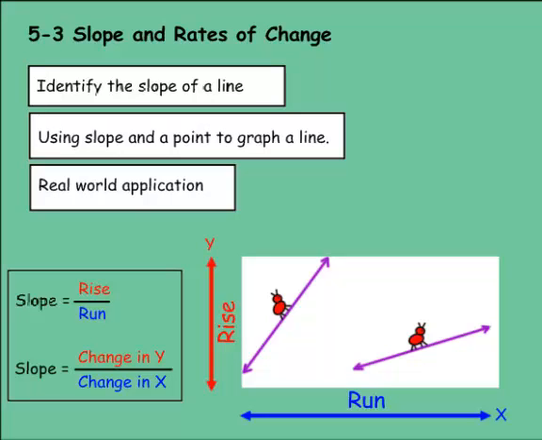We're on lesson 5 of chapter 3, which is slope and rates of change. First, we'll identify the slope of a line, then we'll use slope and a point to graph a line, and then we'll do a real-world application.